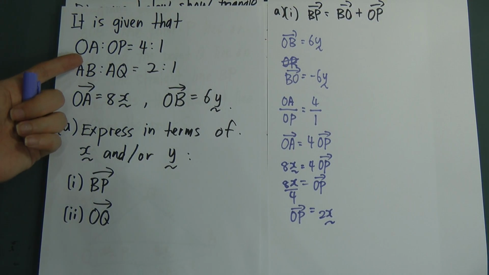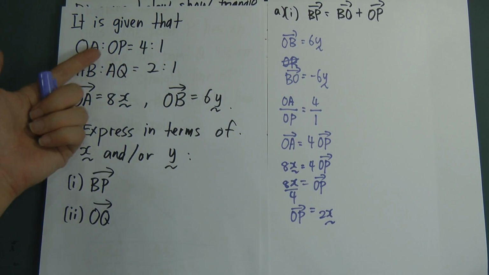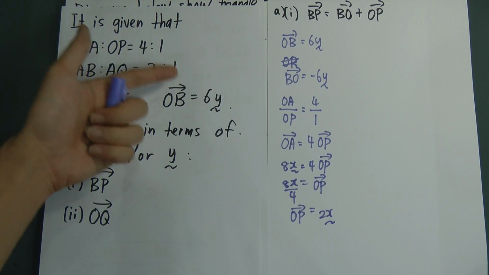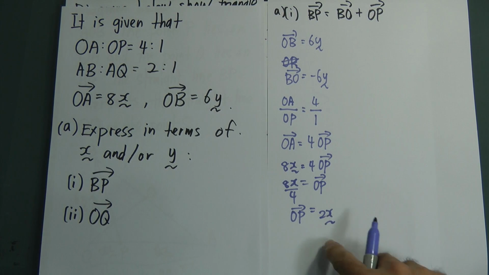But you must know how to write the ratio as a fraction. Very simple, OA ratio OP, you just write OA divided by OP. 4 ratio 1, you just write 4 divided by 1, and then solve this fraction, you can easily get OP.